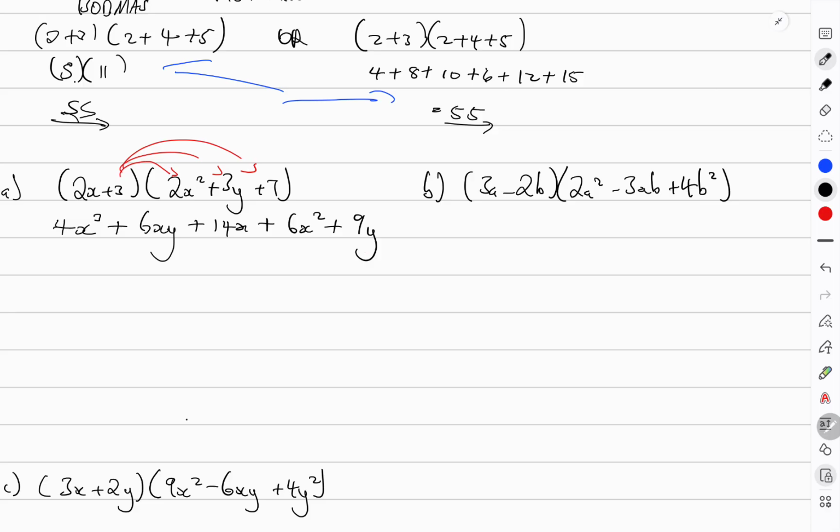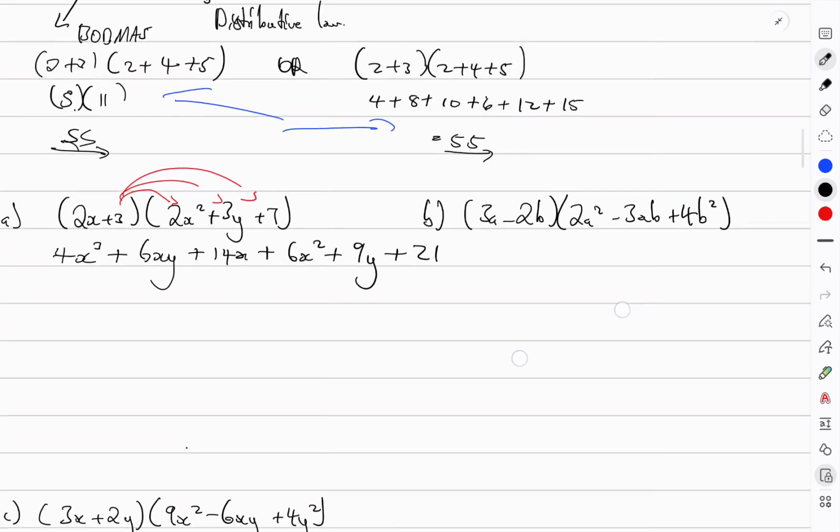And the 3 will multiply the 7, which is going to give us what? Positive 21. Therefore, I'm going to look if I have like terms over there. Do I have like terms? There are 6x squared, 9y, and 21. Do I have xy somewhere? Nope. Therefore, this becomes my final answer. Right, I have done what? I have distributed. Now, let us look at letter B.